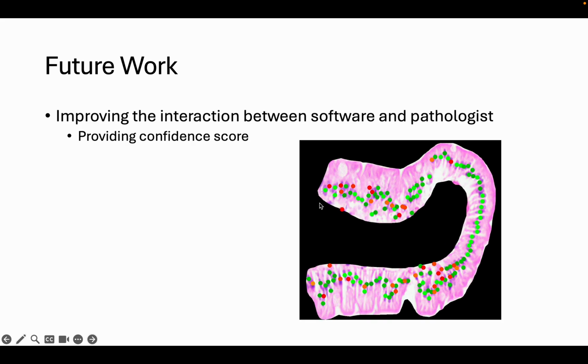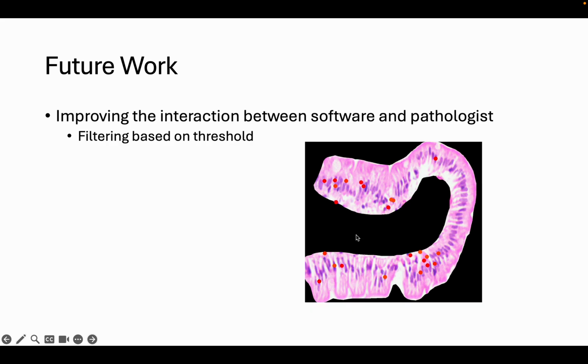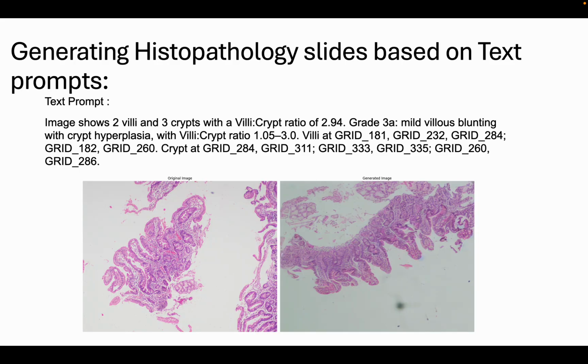Additionally, we are trying to provide the confidence score of the model. The green are the high confidence, the red are the low confidence scores. Additionally, there is a filtering based on the confidence. So the red ones are the very low confidence cells, and doctors can only look into this. It will reduce the overall time of the diagnosis.